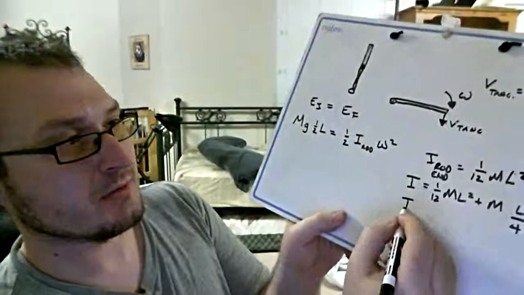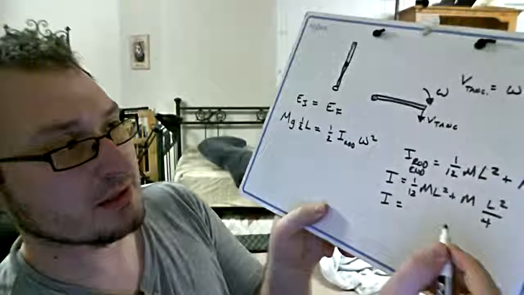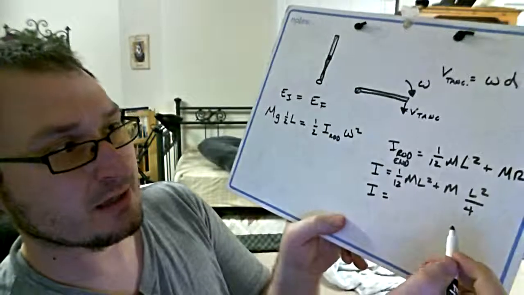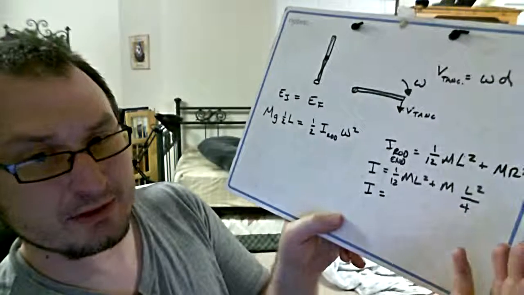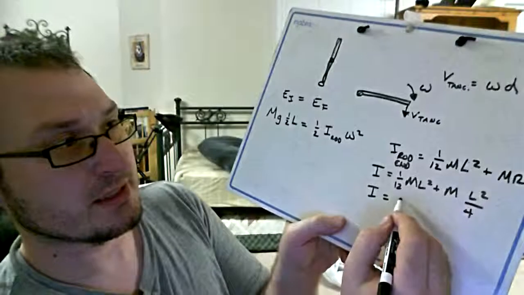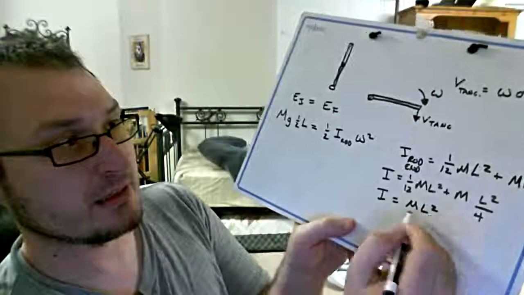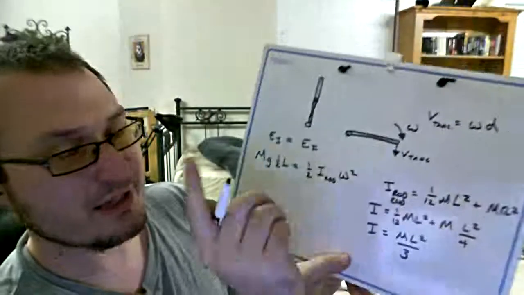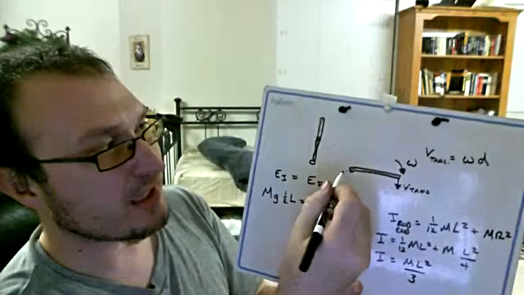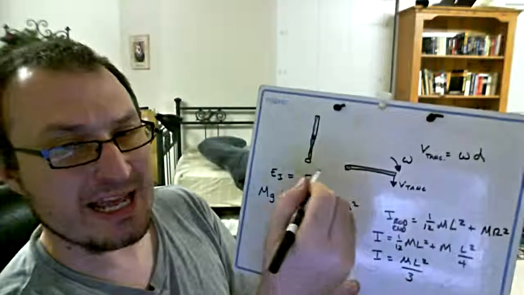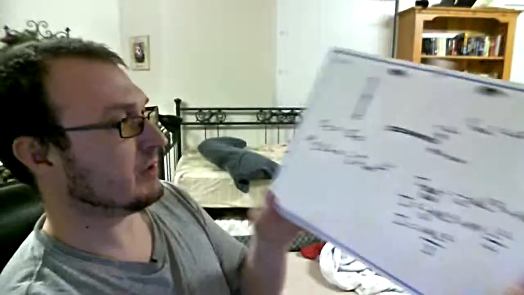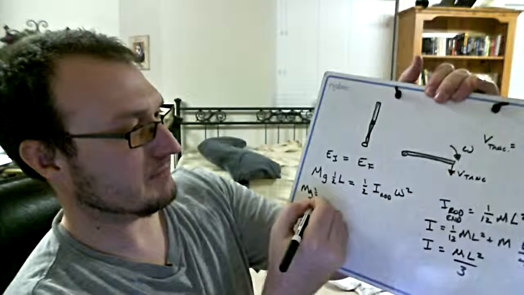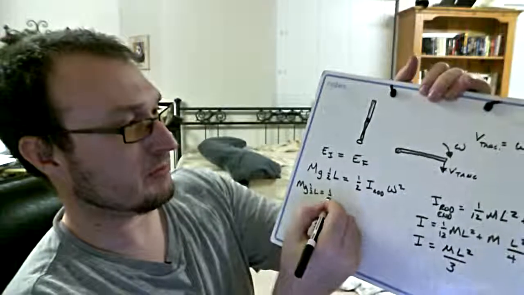Okay, so you do the algebra, and I'm trying to speed this up a little bit. 1/12 plus 1/3 is 4/12, which is 1 over 3. So I get that for my I. Now again, that's the moment of inertia of the rod about the end, and that's what's different. Okay, so go back up here and we start plugging this in.